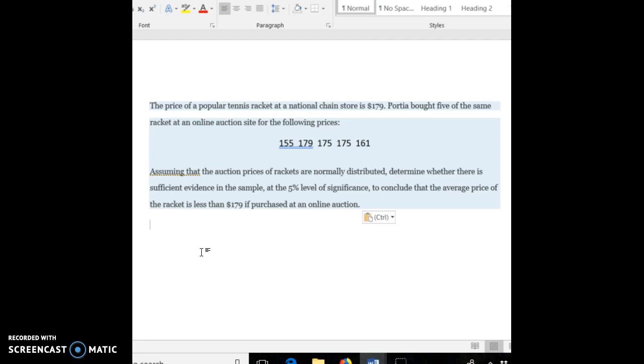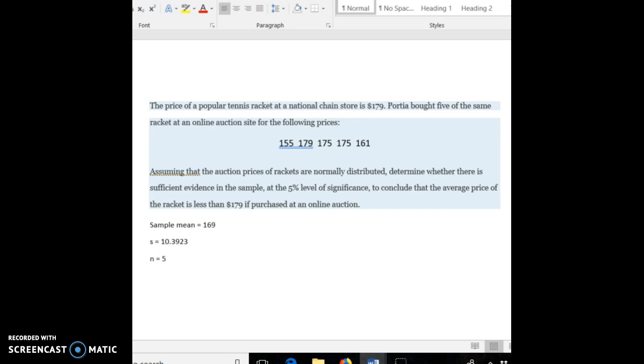Okay, so first, we need to put these in our calculator and find the mean and the standard deviation. Now, since we've already been tested over that, I'm not going to actually do that right here, but if you put those into your calculator, the sample mean, or X bar, ends up being 169, and the sample standard deviation, S, ends up being 10.3923. And of course, we have N equals 5 pieces of data.